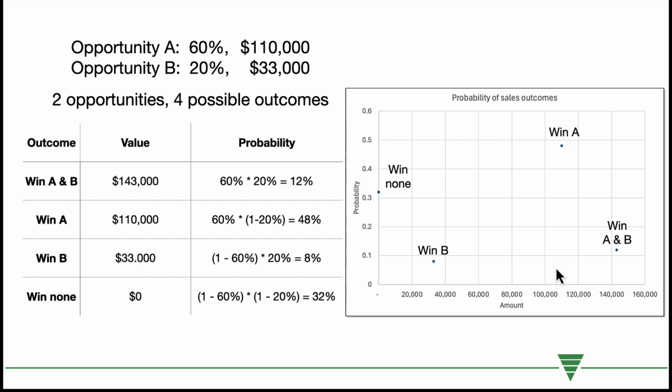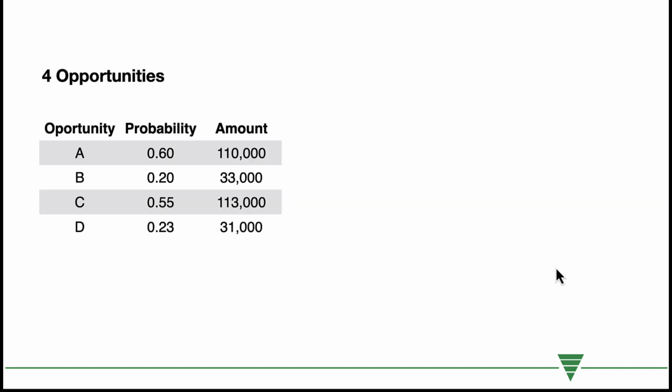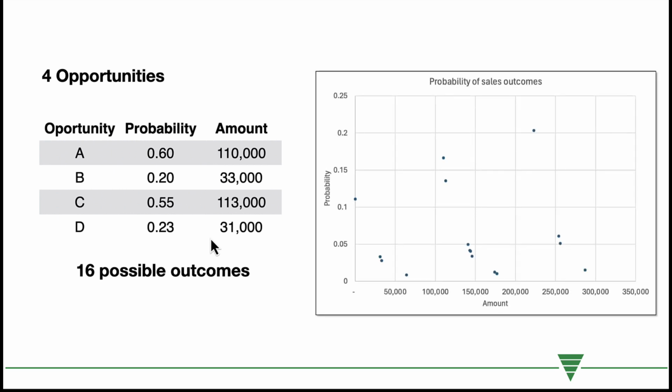So let's double the number of opportunities and see what happens. And we'll jigger with the probabilities and values a little bit. You'll see why in just a moment. So with 4 deals, there are now 16 possible outcomes. Here they are charted, and you can see why we jiggered those probabilities and values, so that the dots didn't all sit on top of each other, and now you can actually count how many dots there are in each range. So let's double again the number of opportunities.